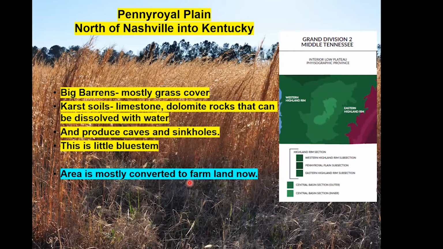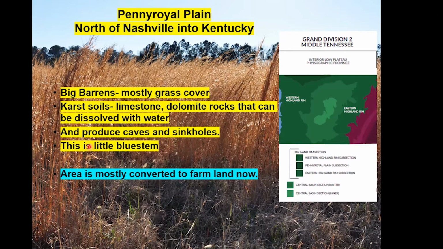Here's an area that's north of Nashville into Kentucky. They call it the Pennyroyal Plains. I don't think I've ever been there, but they also call it the Big Barrens because it's mostly just grassy cover. You'll see that there's trees around the area too. It has what they call karst soils, which are limestone, dolomite rocks, and which can be dissolved with water. So there's going to be caves and sinkholes in this area. We went caving when we lived over there, and were able to go in some of these areas because of this, because the rock was dissolved and turned into caves and sinkholes.